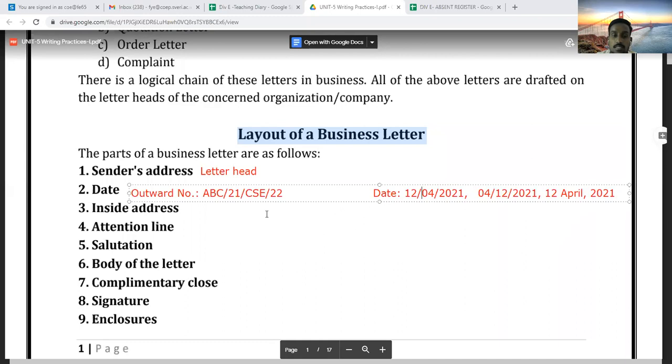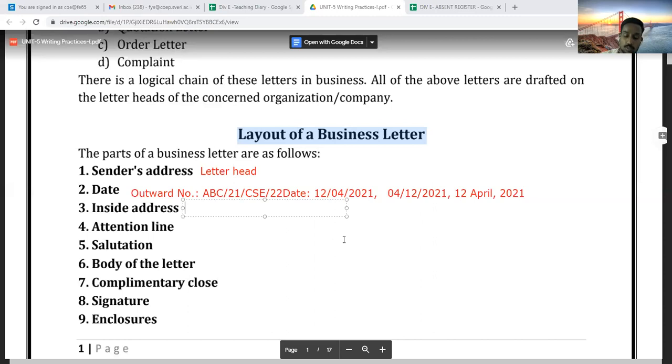Then next is the inside address. Now let's talk about this. What is inside address? So inside address is nothing but the address of the person to whom we are going to write the letter, or in short, the receiver's address. So that will be the inside address.